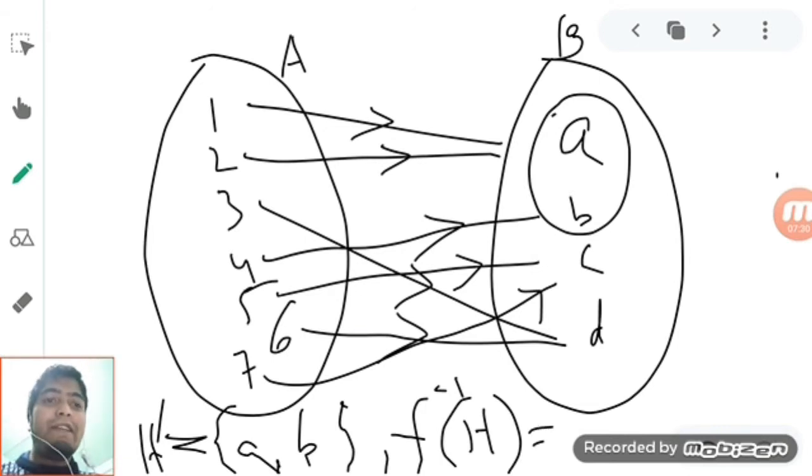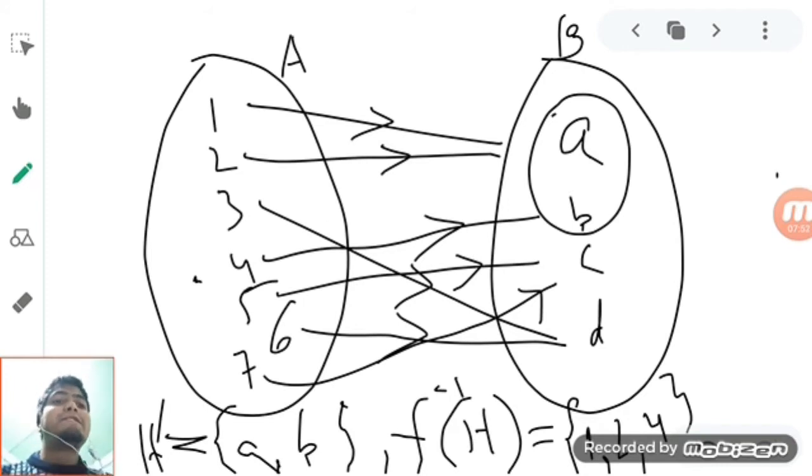So if we have to calculate the pre-image of H dash, we will look at all the pre-images of A and B. What are the pre-images of A? It has two pre-images, so it is 1 and 2. And what is the pre-image of B? As you can see from the picture, it is only 4. So the pre-image of H dash will be 1, 2, and 4.